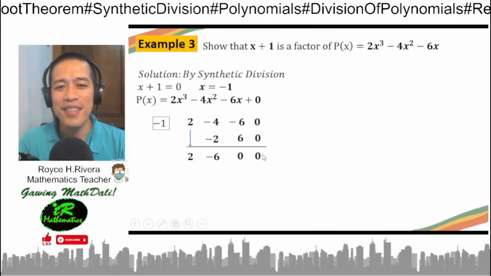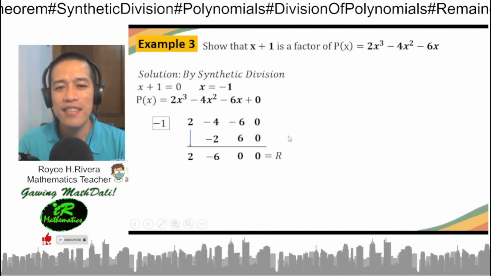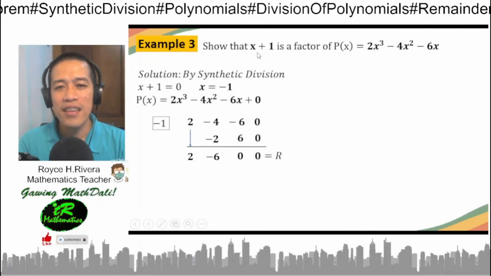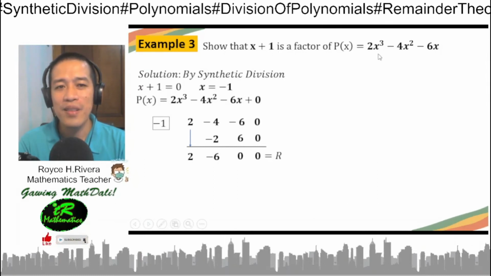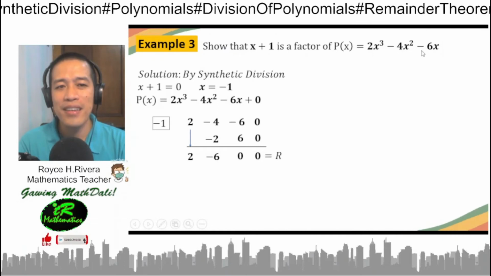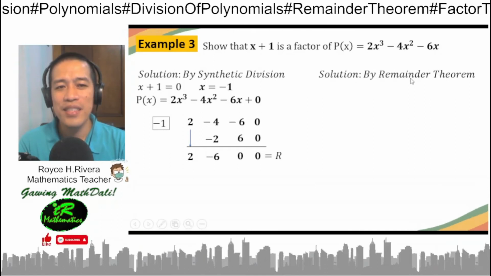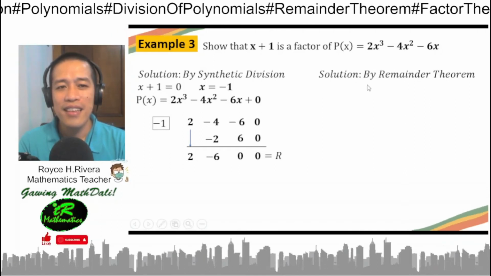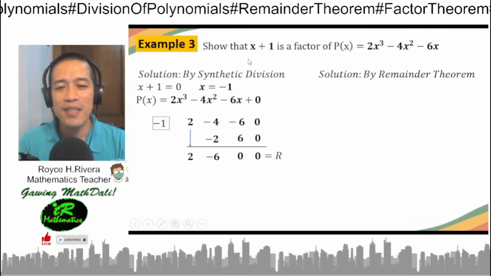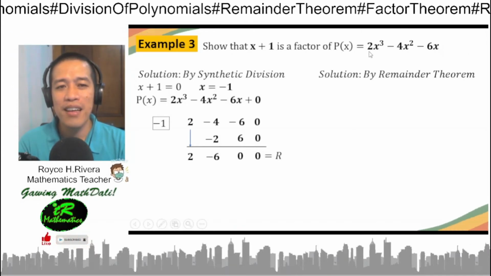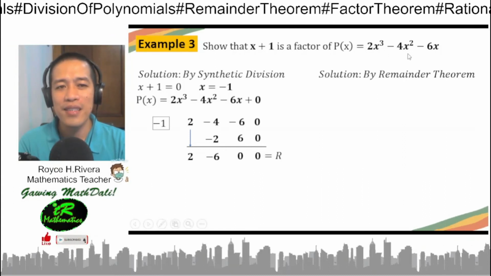So, by synthetic division, since our remainder is 0, we have shown that x plus 1 is a factor of the polynomial 2x raised to 3 minus 4x squared minus 6x. Now, let us use the remainder theorem. If we will obtain a remainder of 0, then x plus 1 is a factor of the given polynomial 2x raised to 3 minus 4x squared minus 6x.